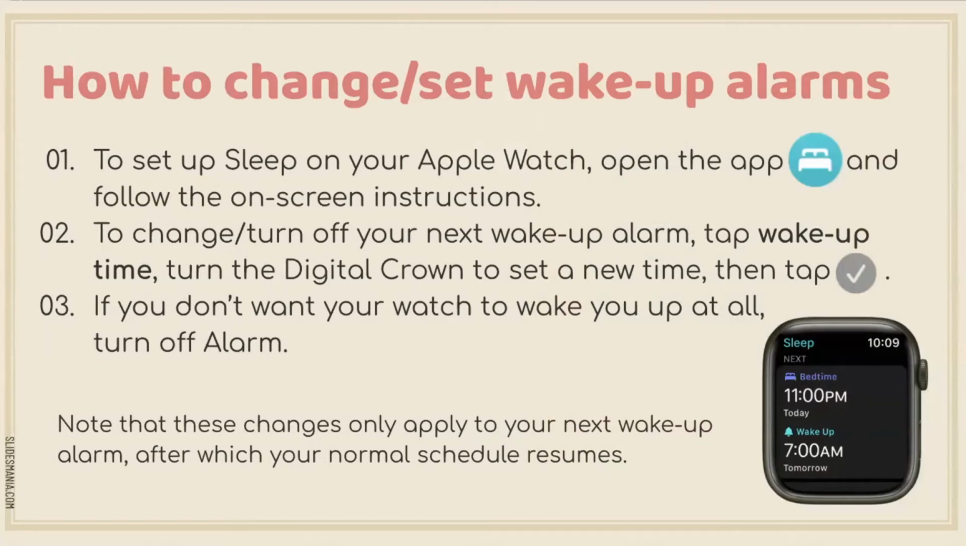Now I will be going over how to change or set up wake-up alarms. In order to set up sleep on your Apple Watch, you want to open the app, which has this icon, the blue circle and the bed, and follow the on-screen instructions. To change or turn off your next wake-up alarm, tap Wake Up Time, turn the digital crown to set a new time, and then tap on the check mark. If you don't want your watch to wake you up at all, you can simply turn off the alarm. Note that the changes you make only apply to your next wake-up alarm, after which your normal schedule will resume. So if you want to make permanent changes, you'll have to actually change your sleep schedule.